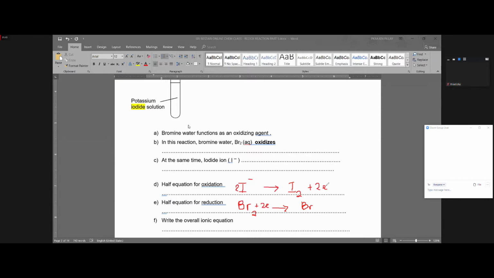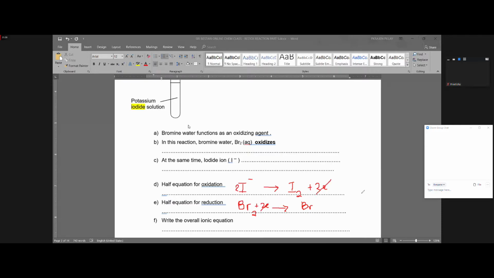You notice now the 2e on the left side and 2e on the right side, add up everything. Jaden, give me the answer. Overall, I need the equation. Quickly. The sequence doesn't matter. You can mention Br2 first, or I minus first, doesn't matter. Give me the answer: 2I minus plus Br2. So you notice something? The 2e and 2e will cancel out.